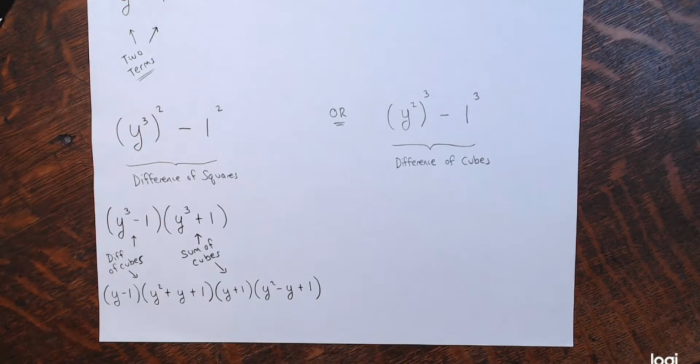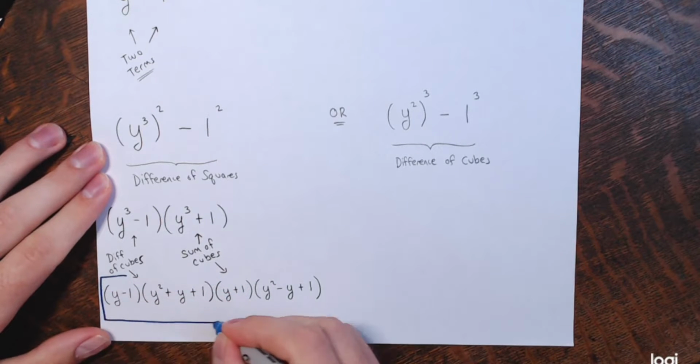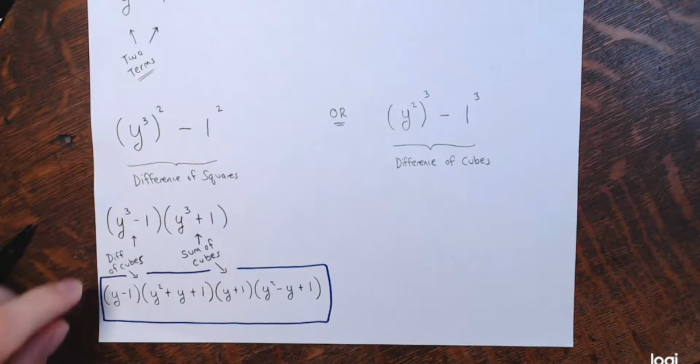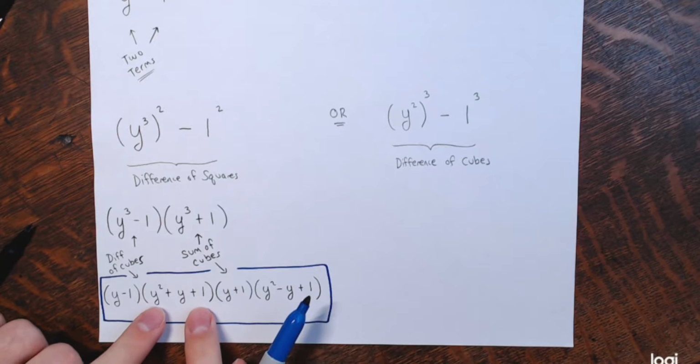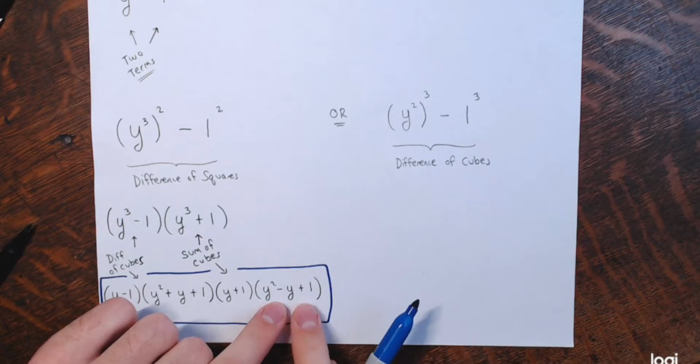And there you go. Here are the 4 factors of this y to the 6th minus 1 that we were given. Right? We've got a factor, y minus 1, a factor of y squared plus y plus 1, a factor of y plus 1, and a factor of y squared minus y plus 1.